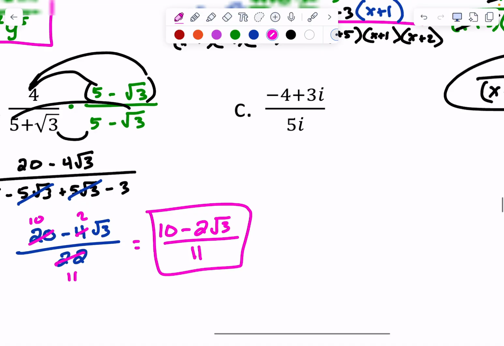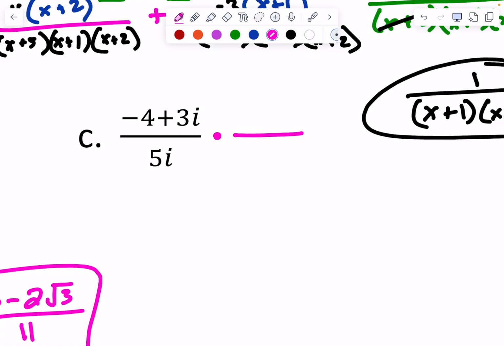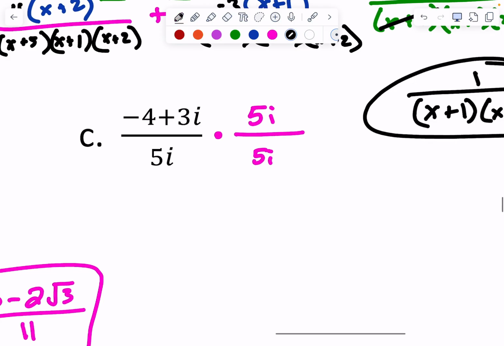All right, C. Ooh, what am I multiplying by? Which one's the problem? The bottom. The bottom's the problem. Don't even worry about the top. So, how do I get rid of the 5i on the bottom? Times, is it negative 5i or positive 5i? Just 5i, because if we do negative 5i, you're going to end up canceling the negatives with each other. So I don't even worry about the negative, right? Okay?